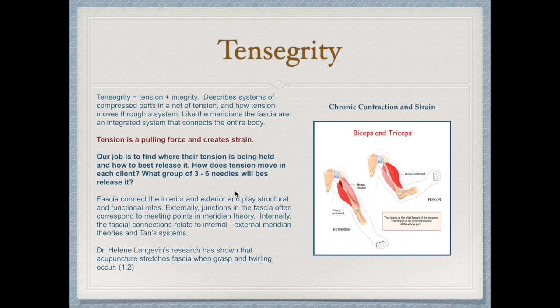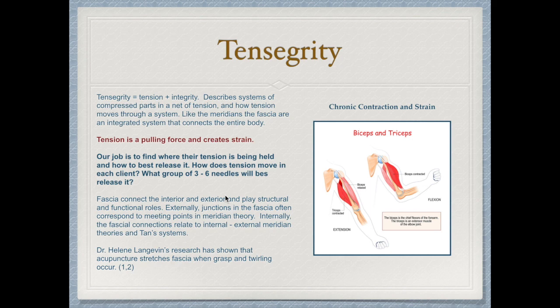So this next part here reads, our job is to find where their tension is being held and how to best release it. How does tension move in each client? This is a very important thing to consider as well. And this relates to the acupuncture points and how to find the best points. And if we're just going with a textbook location, then we're really missing the mark a lot of the times, because tension is not going to be held in everyone in the same way.